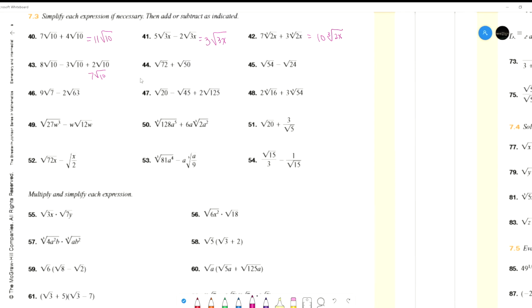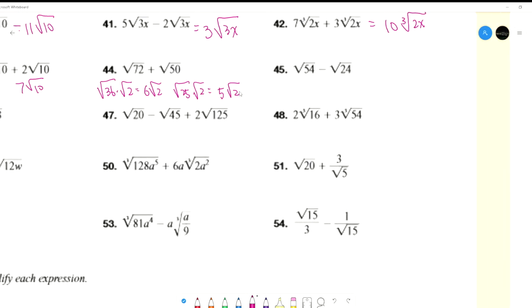So radical 72. Remember, you're trying to look for the highest perfect square that's in the 72, which is 36, right? 36 times 2. And if you don't, that's okay. You still end up with the same number. So this is 6 radical 2. And then radical 50 is radical 25 times radical 2. So that's 5 radical 2. Let me zoom in a little bit here. Okay. So now that you have 6 radical 2 plus 5 radical 2, you should get 11 radical 2.